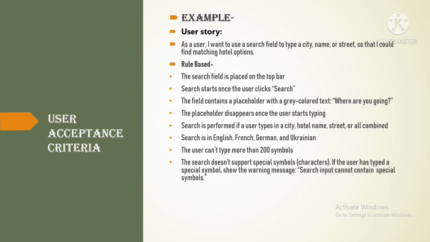Search is performed if a user types in a city, hotel name, street or all combined. Search is in English, French, German and some other languages. The user can't type more than 200 symbols. The search doesn't support special characters. If the user has typed a special symbol, show the warning message: search input cannot contain special symbols, and show the results accordingly. So the rules-oriented form entails that there is a set of rules that describe the behavior of a system. Based on these rules, you can draw specific scenarios.